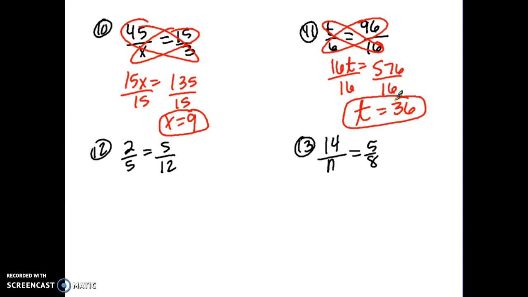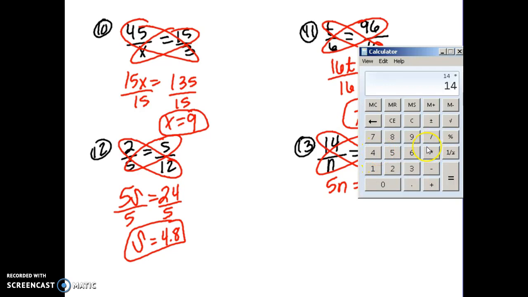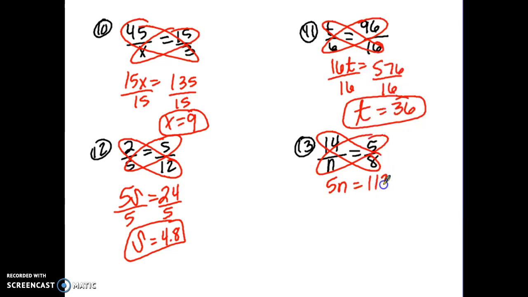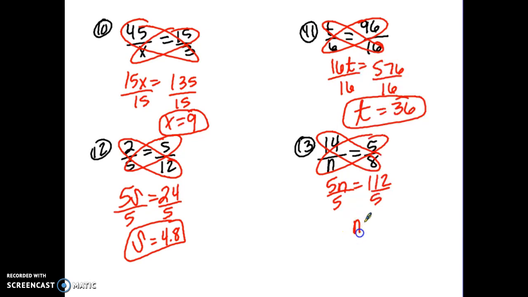Number 12, 2 over 5 equals S over 12. 5 times S is 5S. 2 times 12 is 24. Divide by 5. S is 4.8. Number 13, 5 times N is 5N. 14 times 8 is 112. Divide by 5. And N is 22 and 4/10.